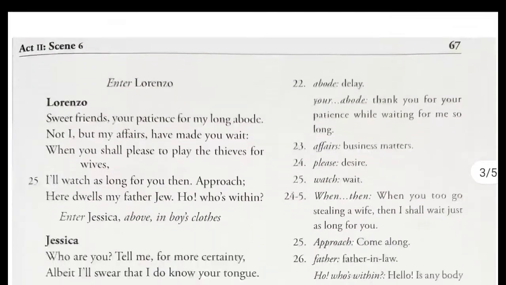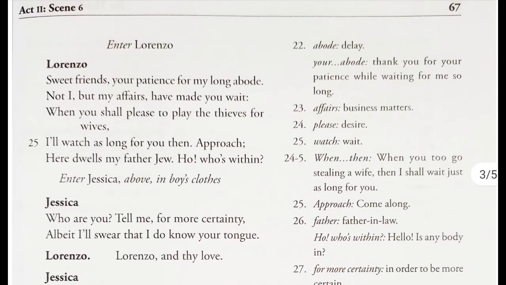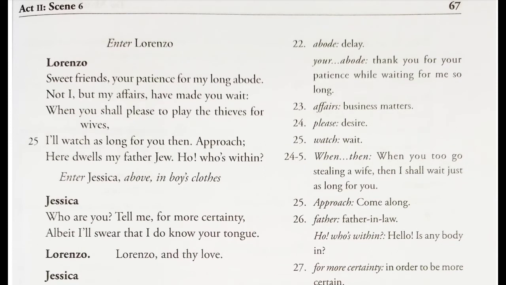Now we move to page 67, Act 2, Scene 6, as you can see in your textbook. And enter Lorenzo. And Lorenzo says, "Sweet friends, your patience for my long abode. I have delayed, I have been late, and you have shown patience." I am really thankful that you have shown patience while waiting for me for so long. "Not I, but my affairs have made you wait." So as always, a person gives an excuse for coming late. He says that it was not because of me, but I had work which I had to complete before coming, so much work that I got late.